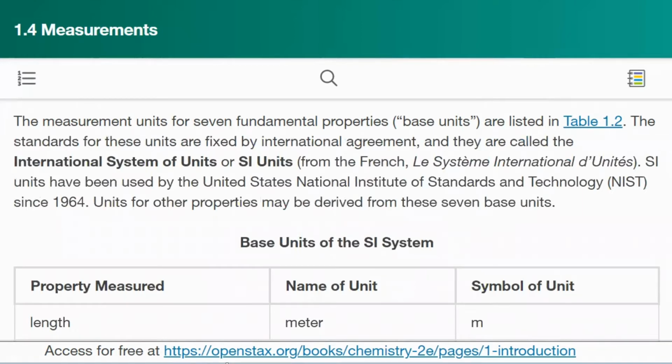The measurement units for 7 fundamental properties, base units, are listed in table 1.2, and we'll cover table 1.2. The standards for these units are fixed by international agreement, and they are called the International System of Units, or SI units, from the French Le Système International d'Unités. I don't speak French, sorry. SI units have been used by the United States National Institute of Standards and Technology since 1964. Units for other properties may be derived from these 7 base units.